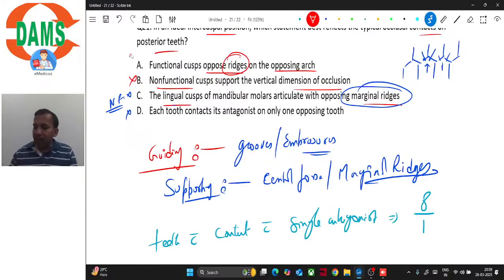So the correct answer here would be a functional cusp opposes or contacts the central fossa or the marginal ridge of the opposing arch. So here we can see that it opposes ridge on the opposing arch. Is it clear? Option A is correct. Is there any doubt?